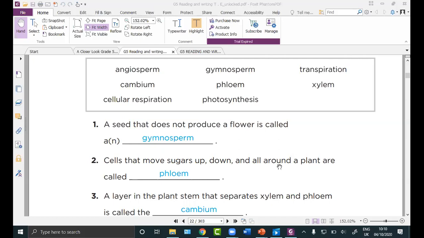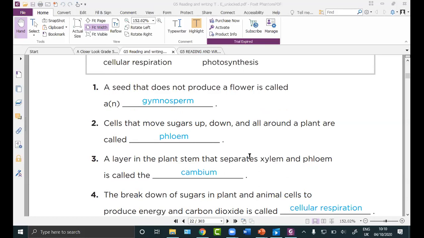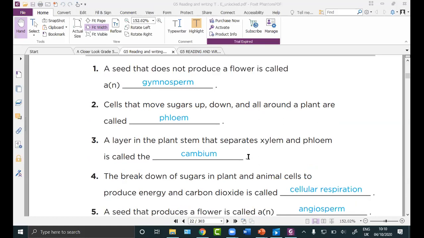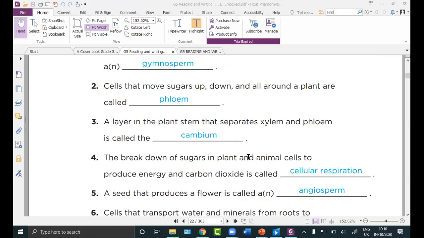Faris Ammar. Number 5. A seed plant that produces flowers is called xylem. What? Angiosperm. Number 5, angiosperm. Number 6. I'll choose.